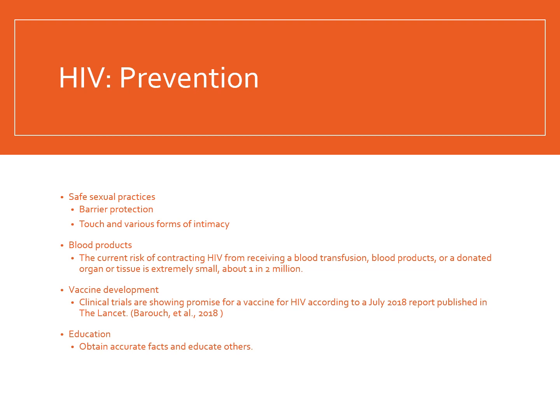According to the American Red Cross, the current risk of contracting HIV from receiving a blood transfusion, blood products, or a donated organ is extremely small, about 1 in 2 million. HIV mutates rapidly, and countless mutations have been found, making it difficult to develop a vaccine against HIV. A nurse can contribute to the prevention of HIV and AIDS by obtaining accurate facts and educating others, including patients, colleagues, and the community, about individual roles in helping prevent the spread of HIV, as stated in the Healthy People 2030 objectives.